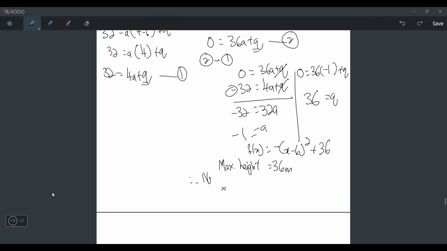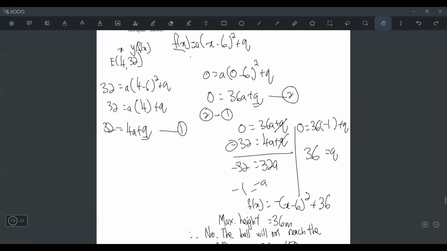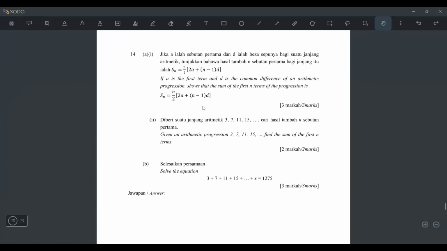No. Okay. So no, the ball will not reach the roof because 36 meter is smaller than 50 meter. You can answer like that. Okay, so the ball will not reach the roof because the roof is 50 meter, right? So yeah, that's how we do it.